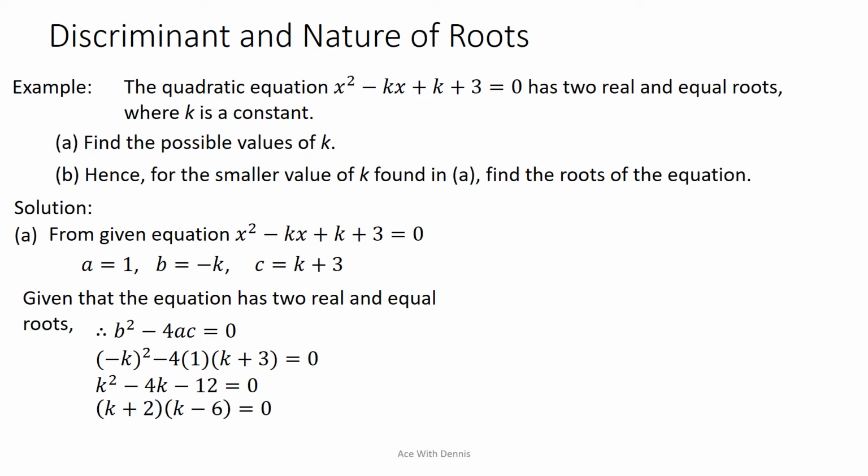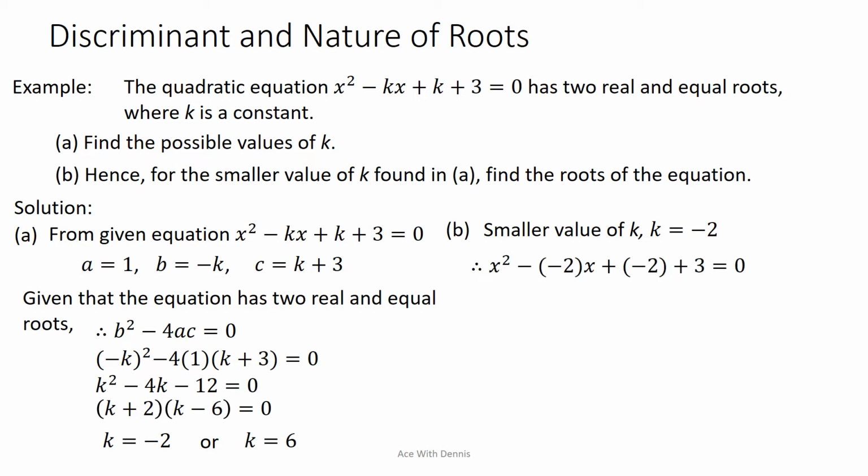We can factorize, and it becomes (k plus 2)(k minus 6) equals 0, so k equals negative 2, or k equals 6. For B, the smaller value of k is negative 2. Hence, the equation becomes x squared minus (negative 2)x plus negative 2 plus 3 equals 0.